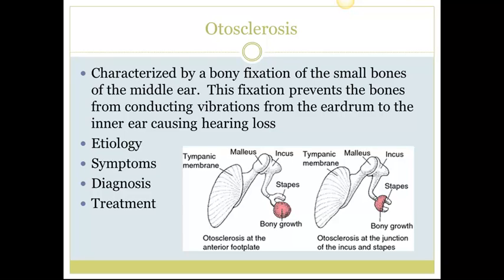Diagnosis is usually an audiogram and an exam by otoscope. Treatment is a stapedectomy or a prosthesis replacement. And as you can see here in the picture, you can get bony growths at different points of the stapes. You can also get these bony growths on the incus and malleus, but the stapes is the most common.